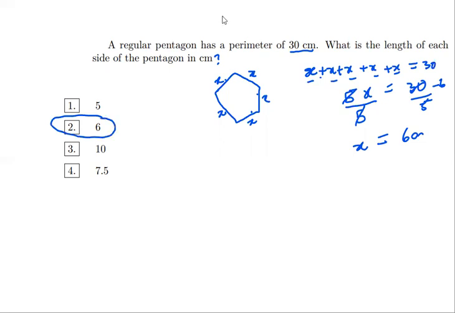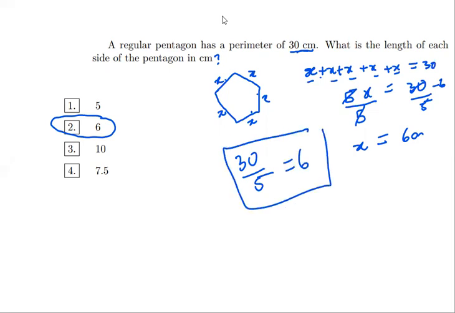Another way you could have figured this out is to just say that a regular pentagon has a perimeter of 30 centimeters, and a pentagon has 5 sides. So if you divide the perimeter by 5, you just get the answer. So you could have just easily said 30 divided by 5, and that will give you a 6. So it's the same thing, but this goes into more detail, and it's a more systematic way of working out the answer. Okay, let's look at another question.